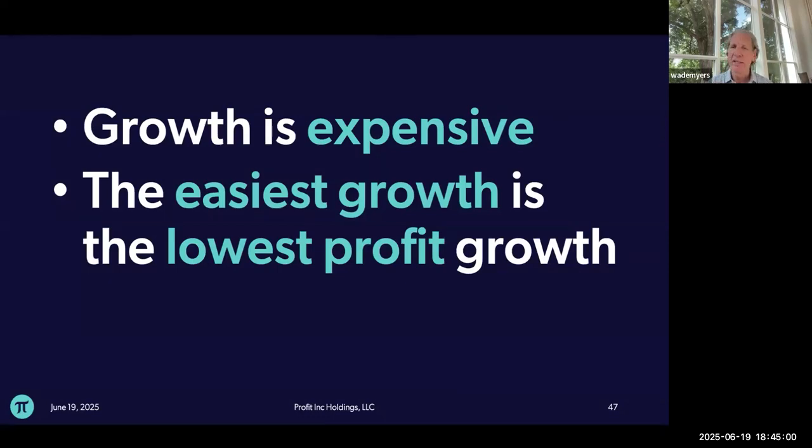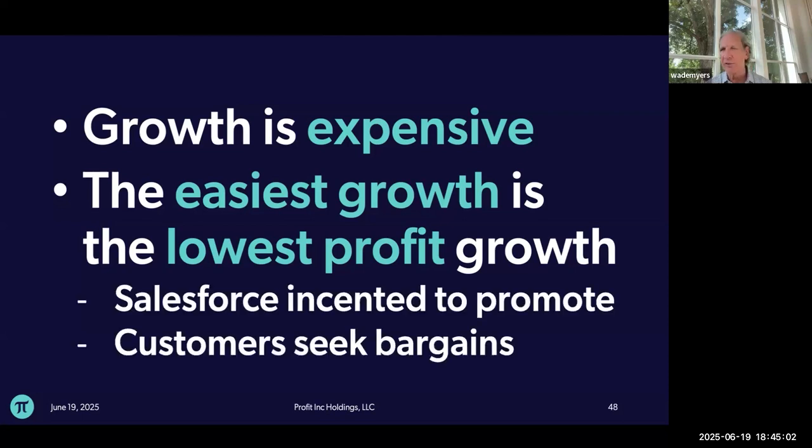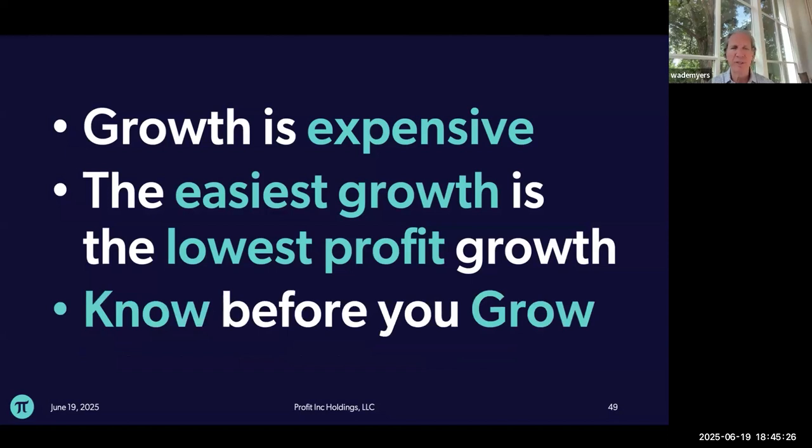Now, the warning from me is always that the easiest growth is the lowest profit growth every single time, right? Sales reps are incented to promote, so they tend to drop the price. Customers are seeking bargains, so they tend to switch for a bargain, and the lowest hanging fruit is the easiest growth. So that's why we want to make sure we understand our profitability, that we've properly commissioned on net profit, not revenue, and that we understand customers and customer profitability so we know who to go for. The expression I like to say is: know before you grow.